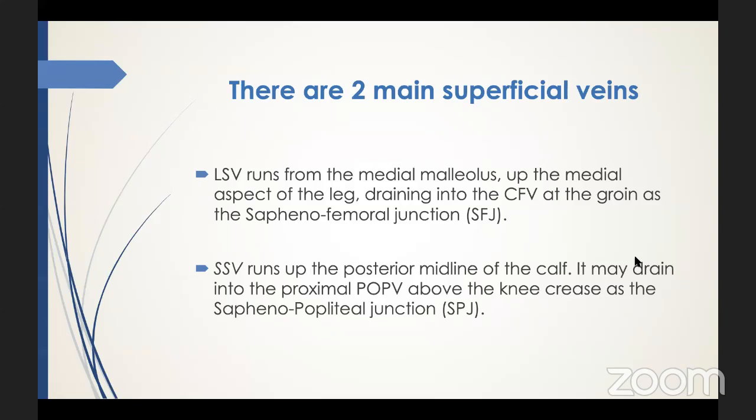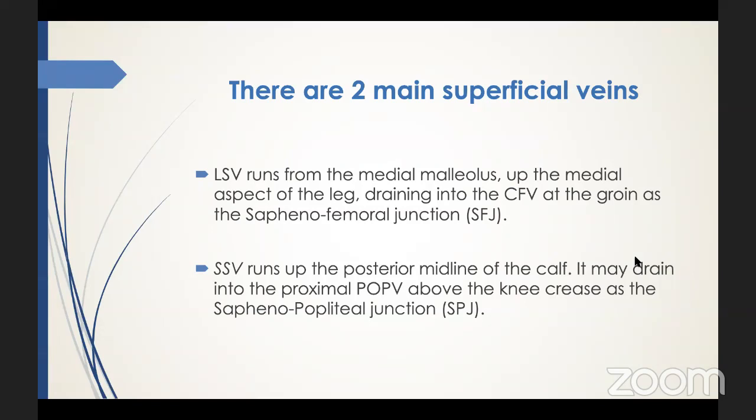And like I said, we have the two main vessels within the superficial system: the long saphenous vein, or some people like to call it the great saphenous vein, and the short saphenous vein, or small saphenous vein. The long saphenous vein runs from the medial malleolus on the medial aspect of the patient's lower limb, and then it starts from the inguinal area and rises from the saphenofemoral junction from the common femoral vein. The short saphenous vein starts below the knee and rises from the saphenopopliteal junction.